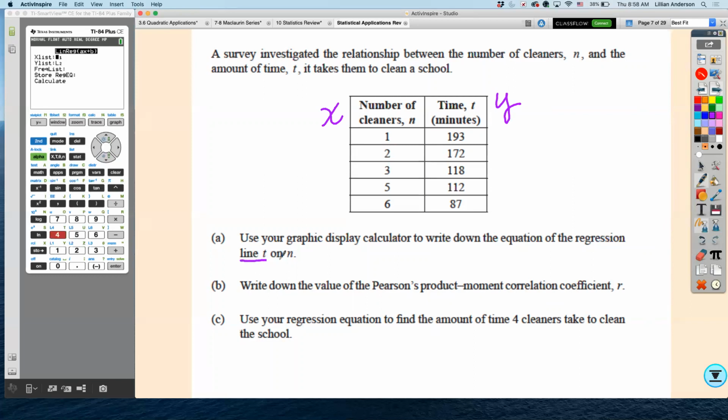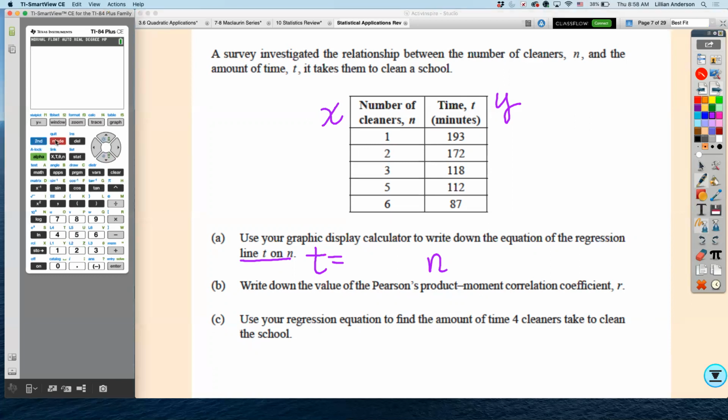If it tells us how to write the equation, it should be T equals some number N plus or minus the other number, okay? Make sure that you do that. I don't want anybody to lose any points because you decide to use Y and X. So I need to go into stat, I need to go into edit, and I need to type in my data. You guys should be doing this along with me to make sure that you're getting that muscle memory back. 1, 2, 3. Remember, after each entry, we press enter.